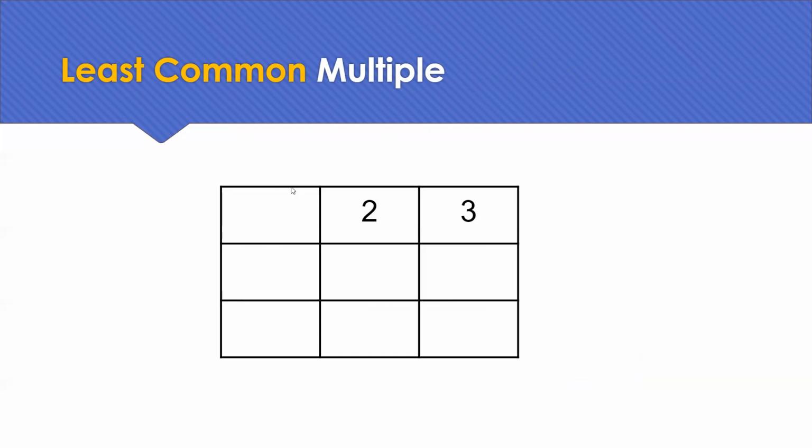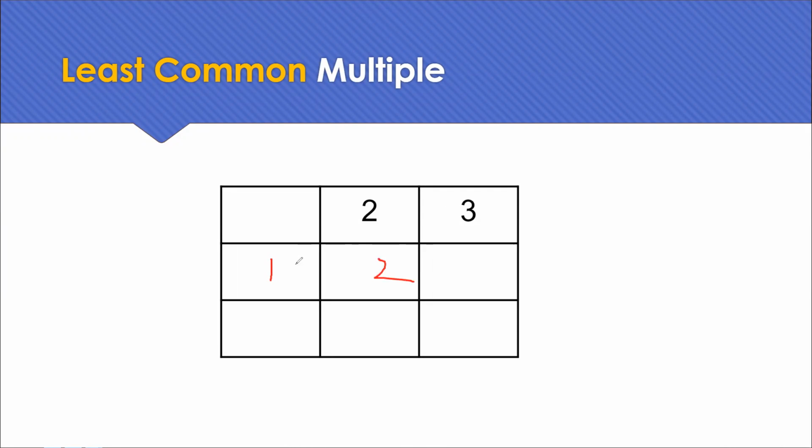So this is the table that I used in yesterday's lesson. This one is kind of easy because both of these numbers are prime numbers, which means that they're only divisible by 1 and themselves. So I know the only number that they're both divisible by is 1. 2 divided by 1 gives me a 2. 3 divided by 1 gives me a 3. And I am looking at my L.